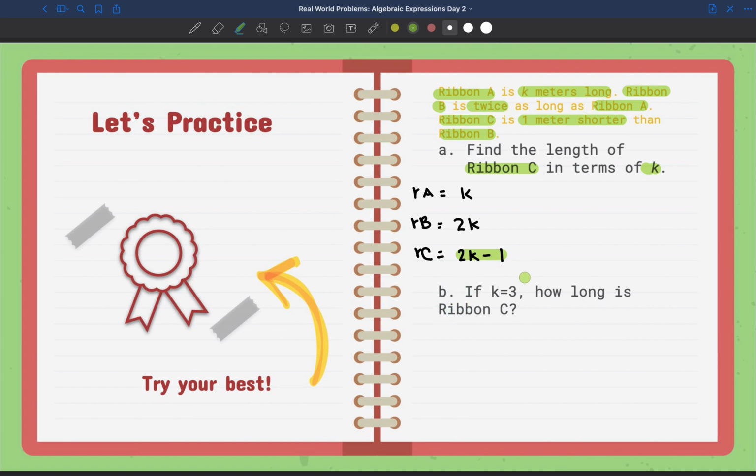Looking at part B, it says if K equals 3, how long is ribbon C? Well, we figured out what ribbon C was for our algebraic expression. So we said it was 2K minus 1. We now know the value of our variable, so K equals 3. So we can substitute our value in. So now we get 2 times 3 minus 1. We can multiply 2 times 3, gives us 6, minus 1 equals 5. So ribbon C was 5 meters long.